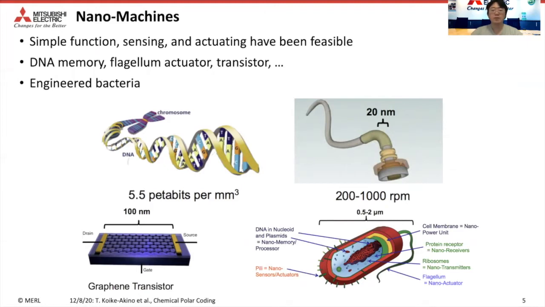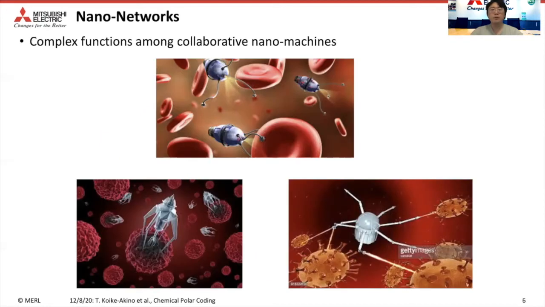For example, using DNA, we can store large amounts of data. We can even engineer bacteria to work for us. In the far future, we may consider a nanomachine network to perform some complicated tasks. Those nanomachines may cooperate with each other. But how to share data among nanomachines is a key problem.